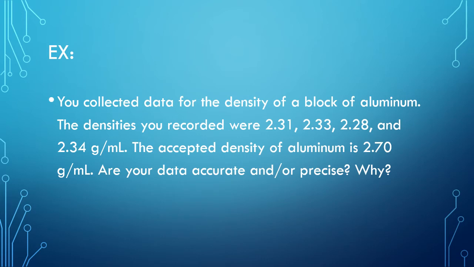So what does this mean if we have data points? Let's look at an example set of data, again using density. You collected data for the density of a block of aluminum. The densities you recorded were 2.31, 2.33, 2.28, and 2.34 grams per milliliter. The accepted density of aluminum is 2.70 grams per milliliter. Are these data accurate and/or precise? If so, why? This is technically two different questions. We have to ask ourselves, are the data accurate and are the data precise? We'll answer precise first because that one's usually the faster one to answer.